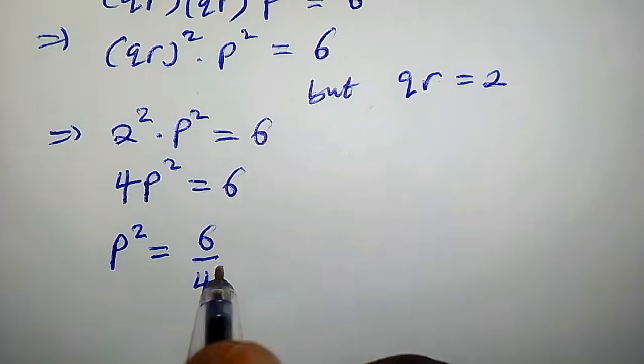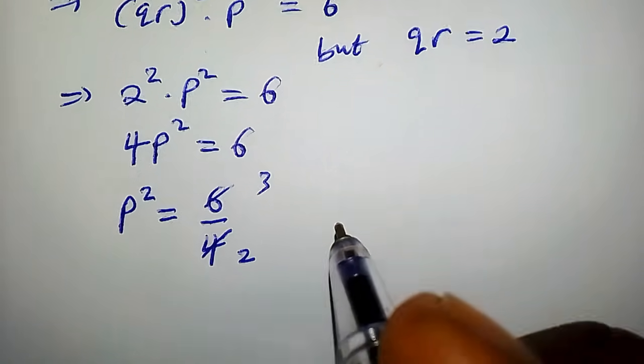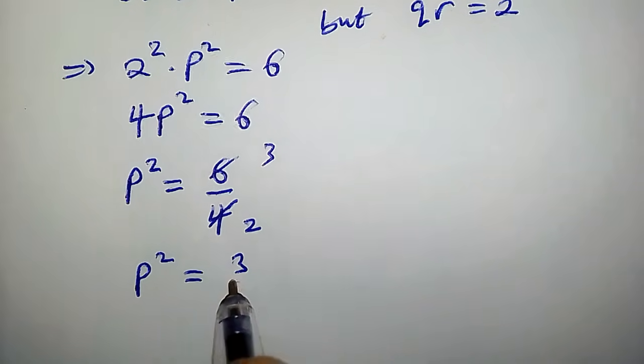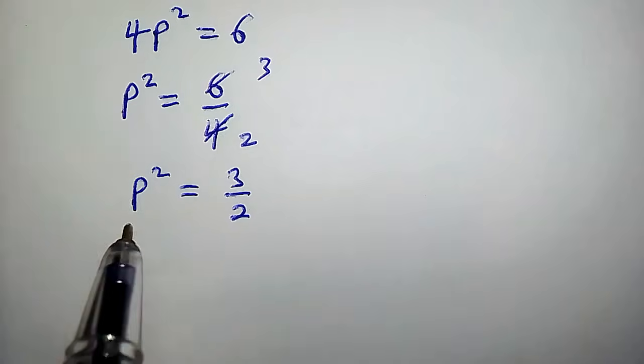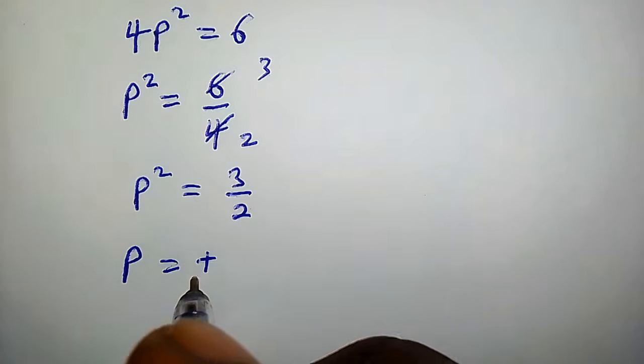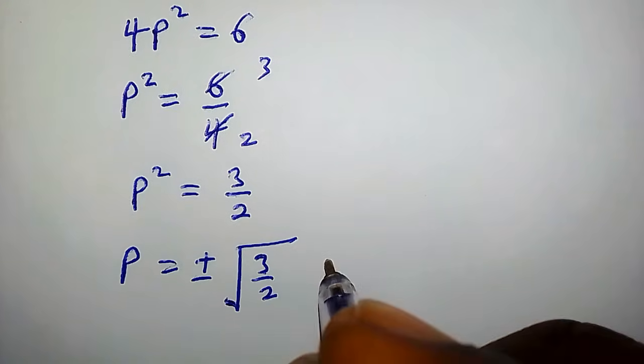2 in 4, that is 2. 2 in 6, we have 3. So P squared equals 3 over 2. Let's take a square root of both sides. Doing that, P equals plus or minus square root of 3 over 2.